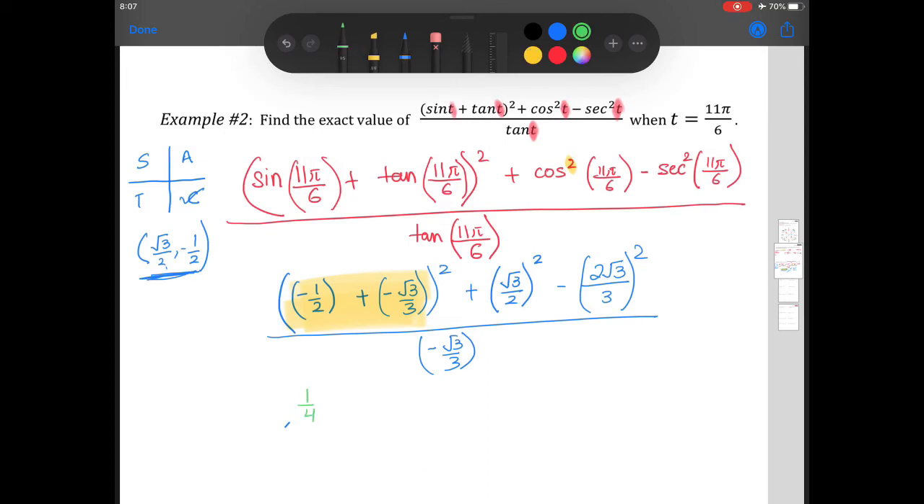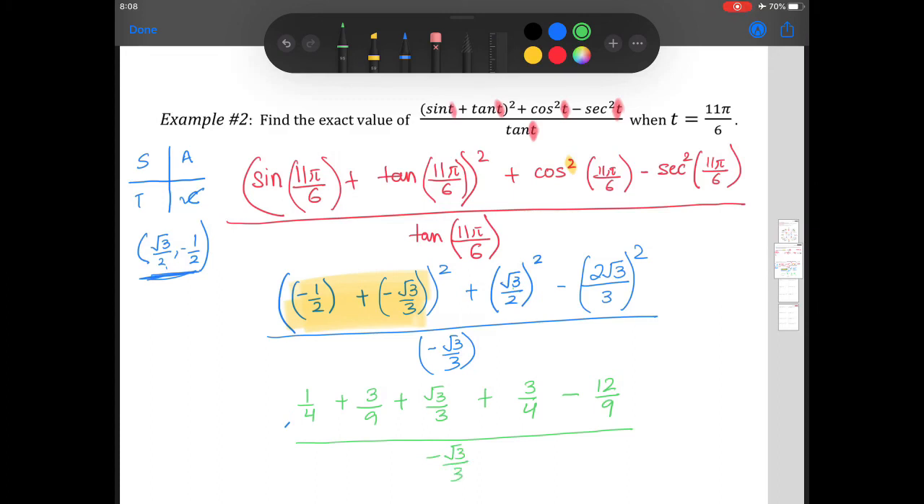It's going to be a positive, right? It's because it's squared. 1/4 plus, it would be 3 over 9, right? Plus rad 3 over 3. This would be 3 over 4, right? Rad 3 squared is 3, 2 squared is 4, minus this would be 2 rad 3 squared, which is actually 4 times 3 is 12, yes, over 9, right? Remember, the denominator is not squared, so it is as it is, negative rad 3 over 3.